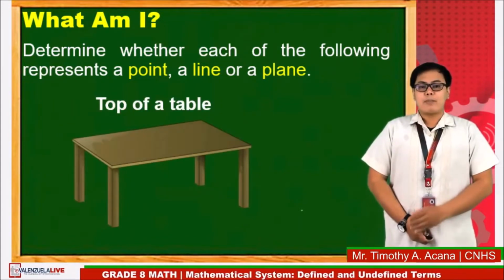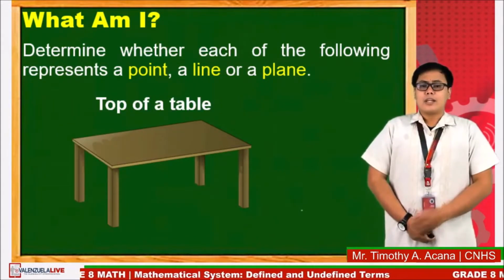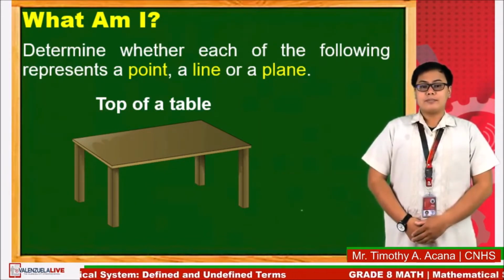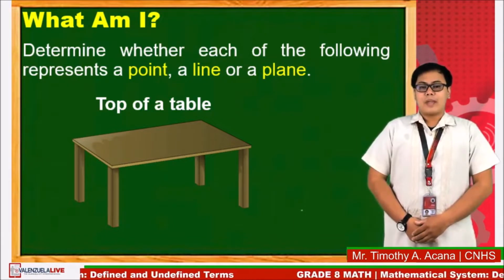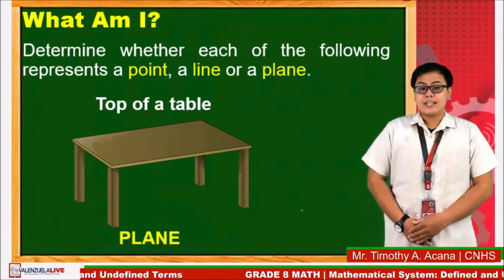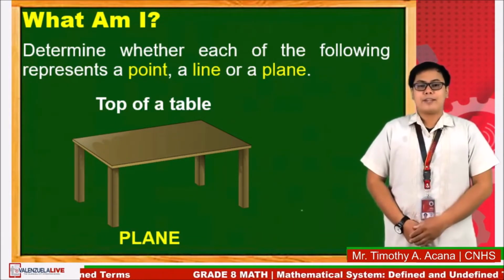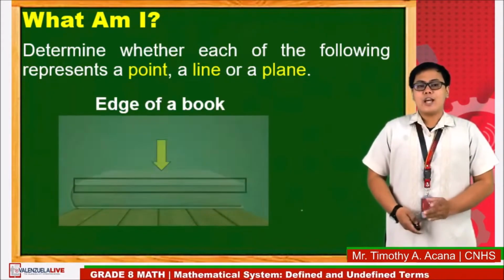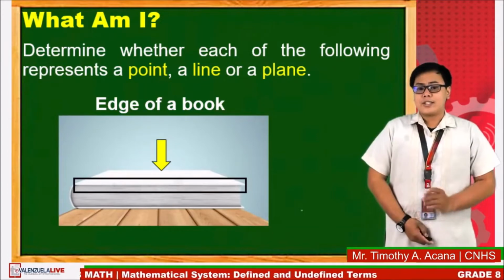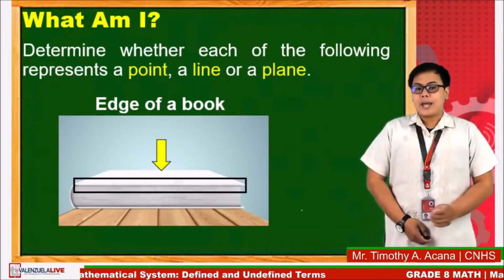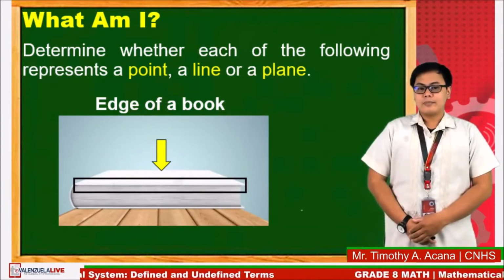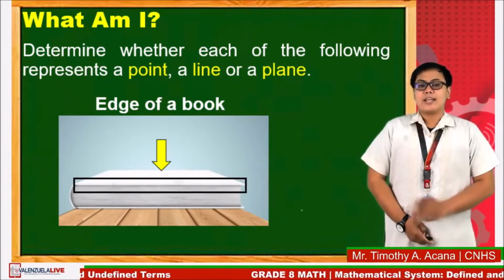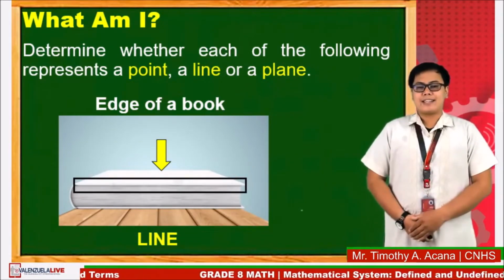Next is the top of a table. Does this represent a point, a line, or a plane? And the correct answer is, it represents a plane. You are doing great. How about the edge of a book? Does this represent a point, a line, or a plane? And the correct answer is, it represents a line. Amazing!